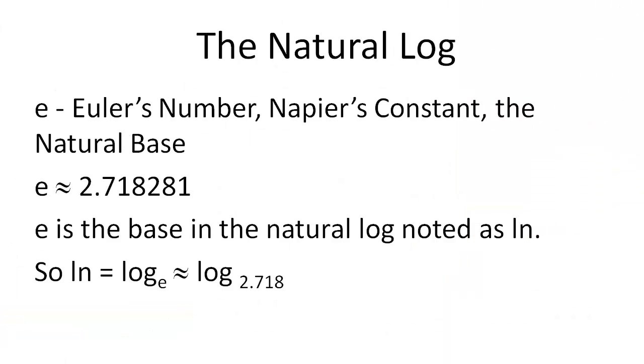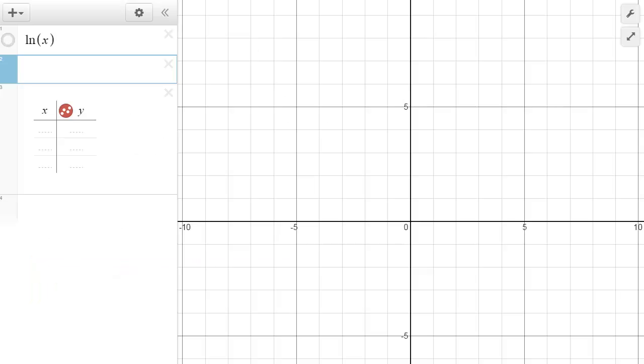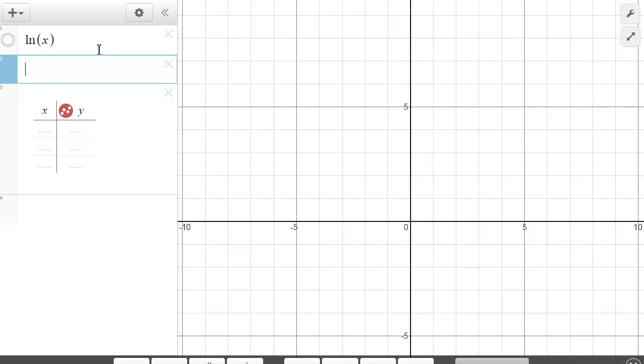All right, so remember e, or Euler's number, the natural base? e is the base in the natural log, as noted by ln. So ln is the same thing as log base e, which is approximately equal to log base 2.718. So let's graph y equals the natural log of x. First, put in a format that you're more familiar with, where e to the y is equal to x.